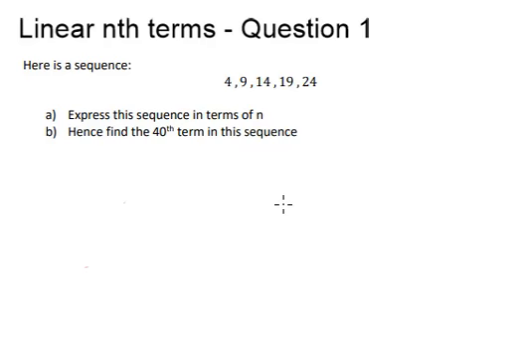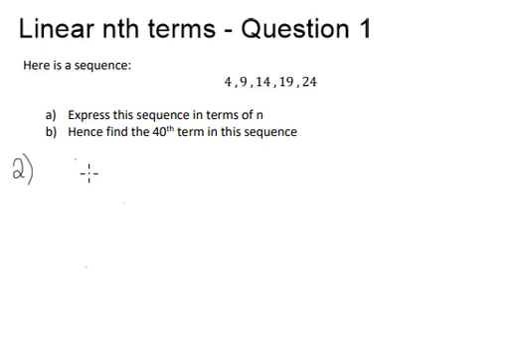Okay, so in this video, we're going to look at linear nth terms, specifically how we can find the nth term of a sequence. So this is question 1 on the problem sheet, and it says, here is a sequence, 4, 9, 14, 19, and 24. And the first part of the question is wanting us to express this in terms of n.